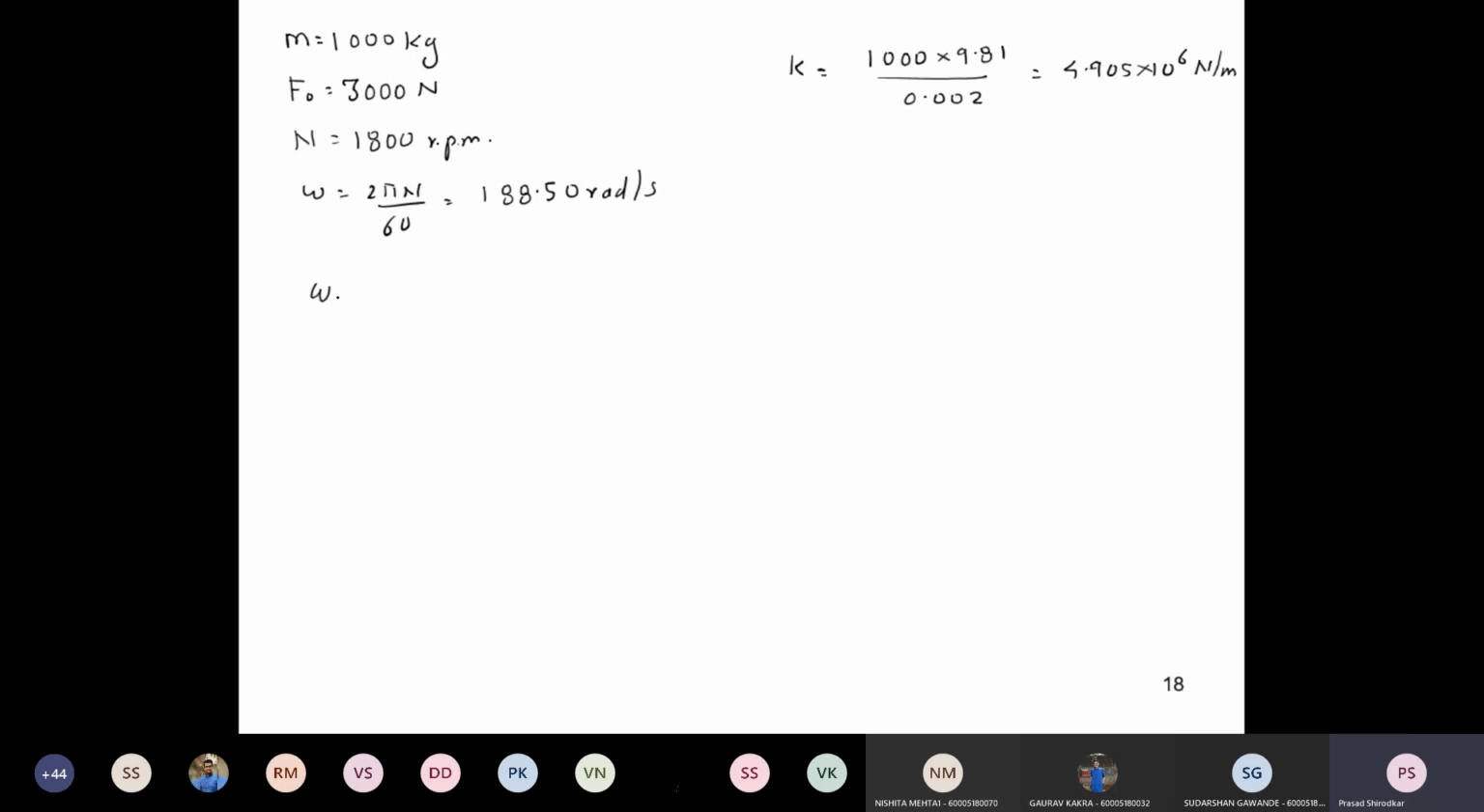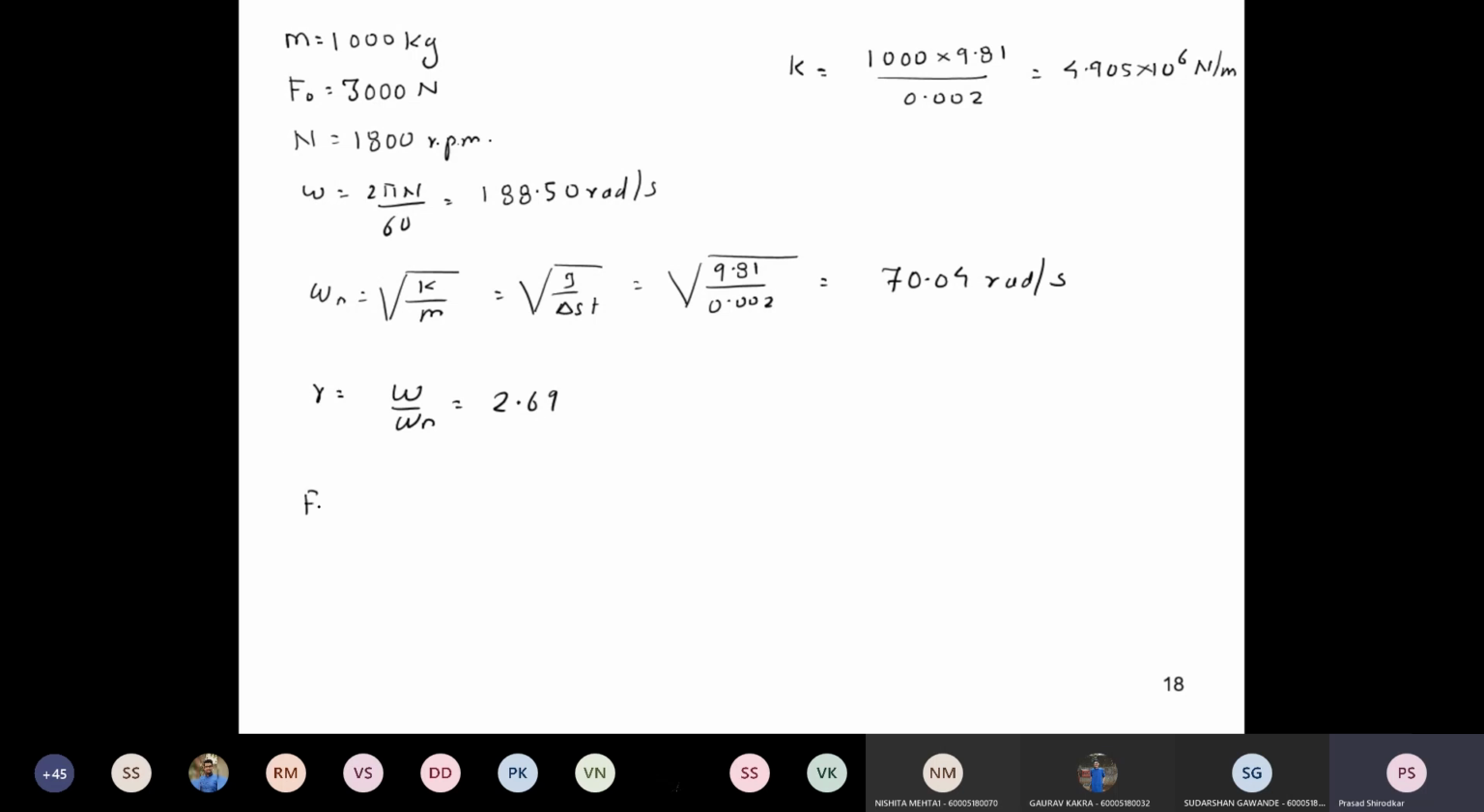So omega n, the natural frequency, is square root of K by m, or that is equal to square root of g by delta static. Both will give you the same answer. Okay, so I am going to use g by delta static, 9.81 divided by 0.002. So that gives me 70.04 radians per second. Right? So r is the frequency ratio, that is omega by omega n, equal to 2.69.